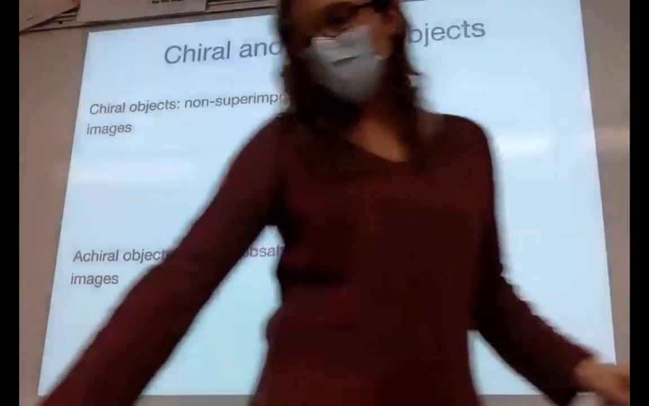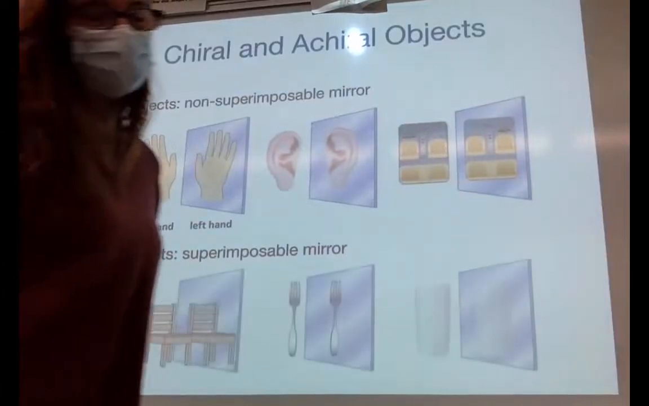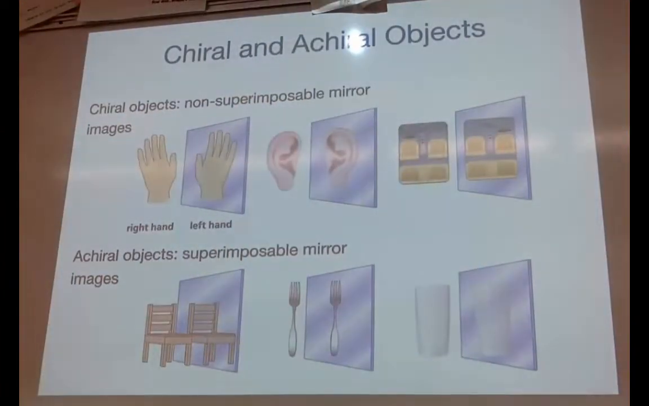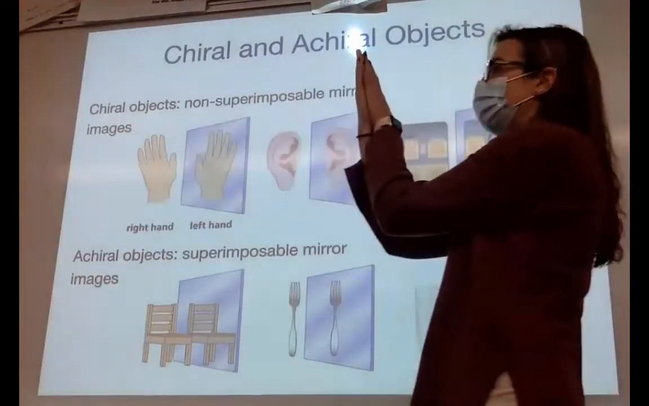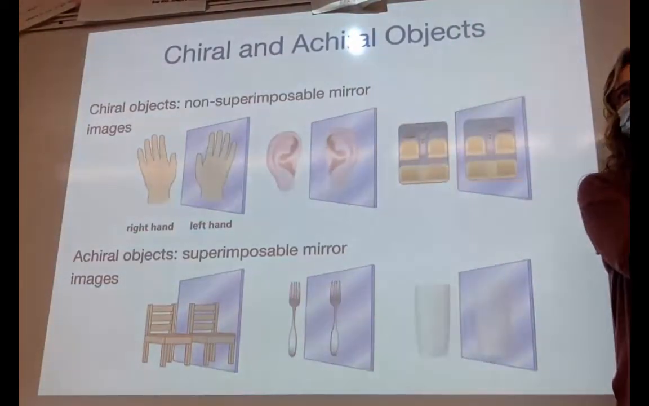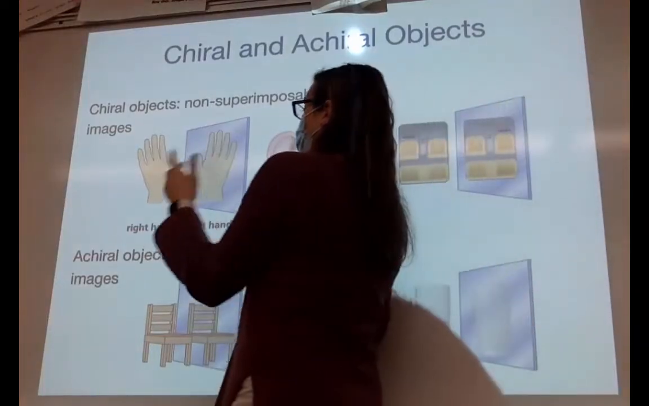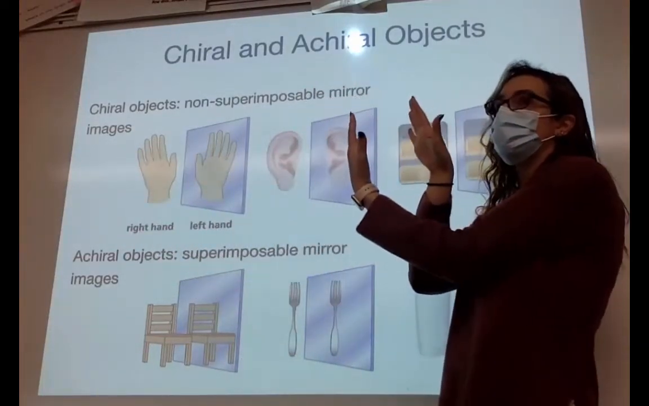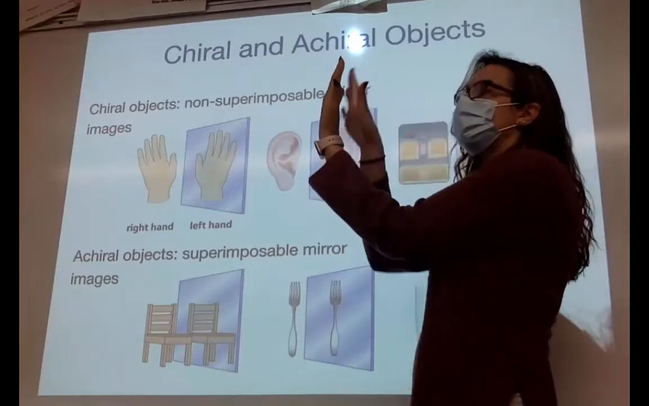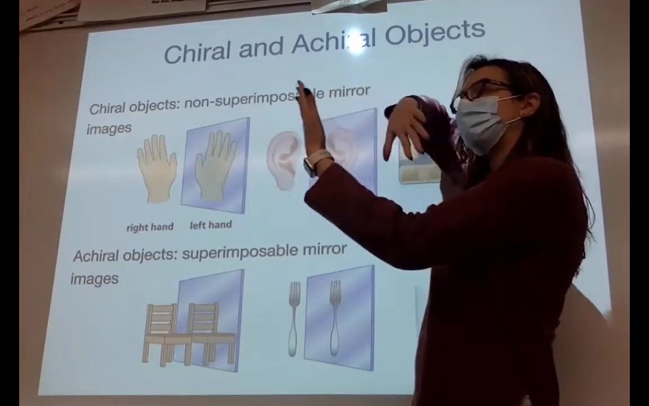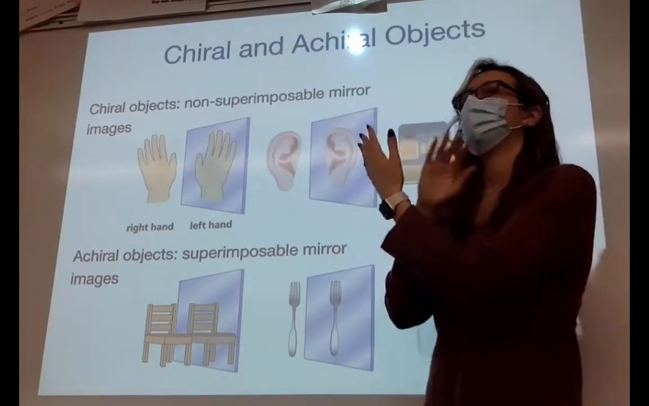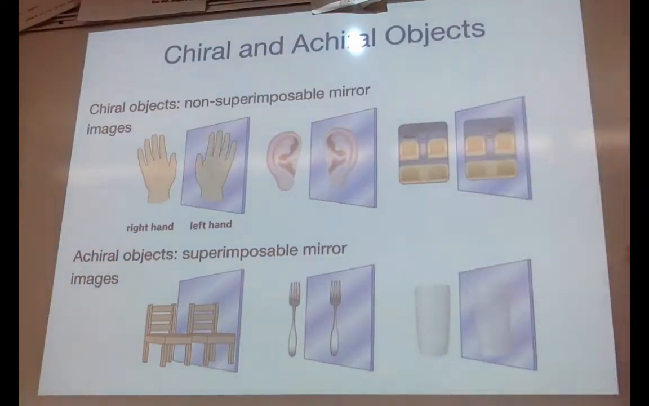With chiral objects, we've talked about both of these a little bit. A chiral object, or even a chiral molecule, anything that's chiral has a non-superimposable mirror image. Superimposable means you can lay it on top of each other and it's the exact same thing. Our right hand and left hand are mirror images of each other, but I cannot rotate one of the hands in a way that I can lay it directly on top of the other hand and it's exactly the same. It shows some other examples as well, like an ear is the same way.